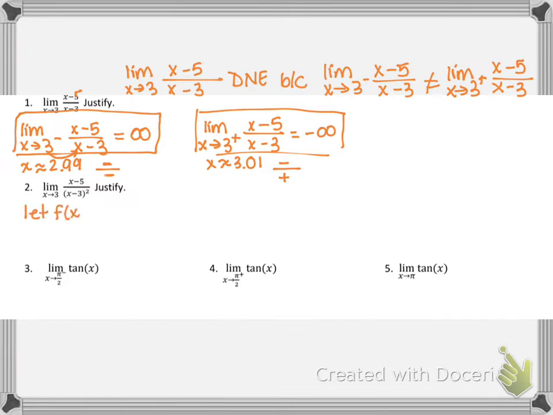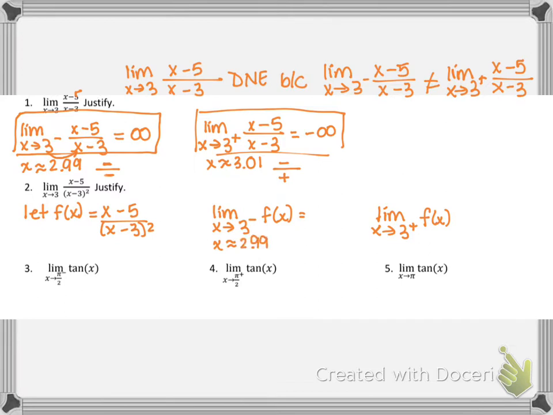You can give a name to that function. So we say let f of x equal x minus 5 over x minus 3 squared. So then when we find our left-hand limit, we can just write f of x here. We find our right-hand limit, we can just write f of x here. So just like the previous problem, approaching 3 from the left, we're going to think about 2.99 and input that to get our signs.